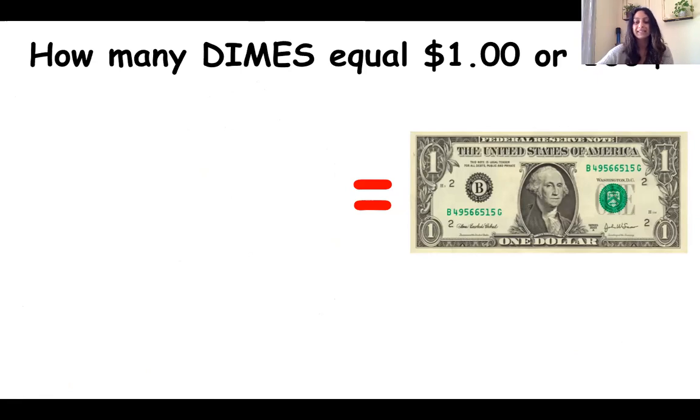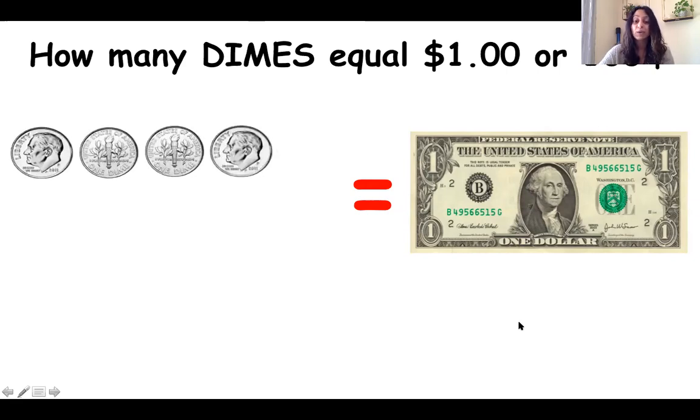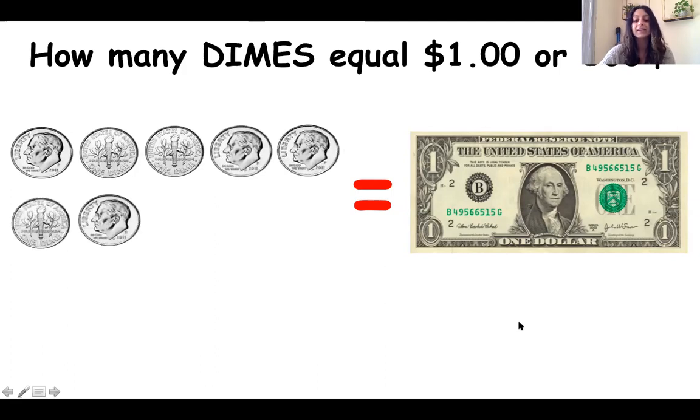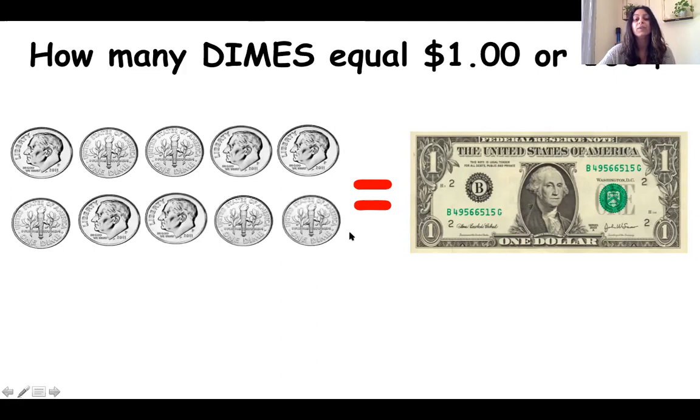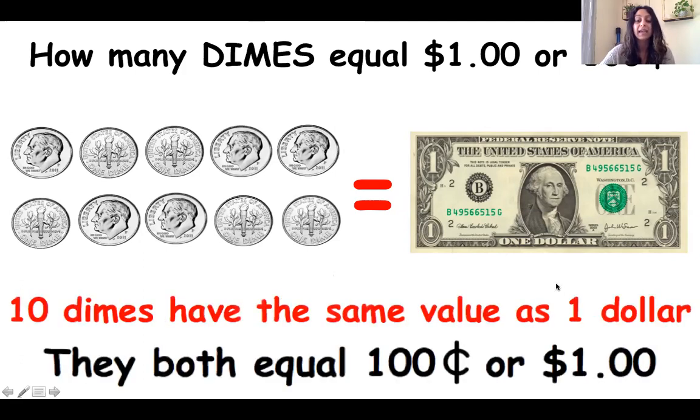All right, let's see what you got. Count with me by tens. Here we go. 10 cents, 20 cents, 30 cents, 40 cents, 50 cents, 60 cents, 70 cents, 80 cents, 90 cents, 100 cents. If you count up these dimes, there are 10 dimes there. So 10 dimes have the same value as $1 because they both equal 100 cents or $1.